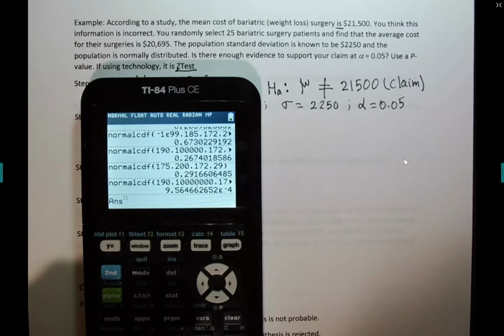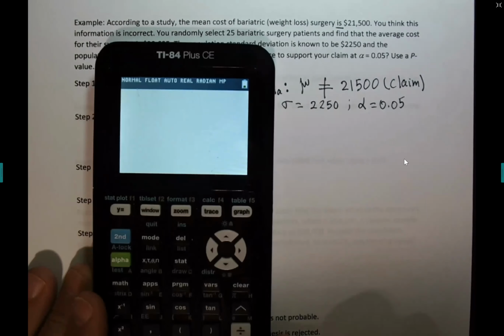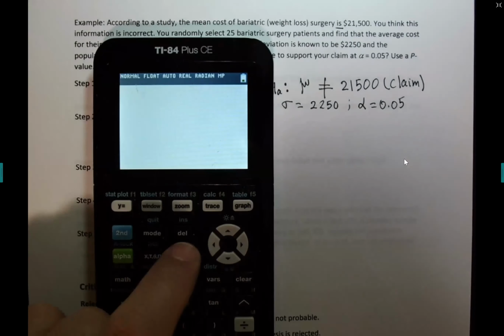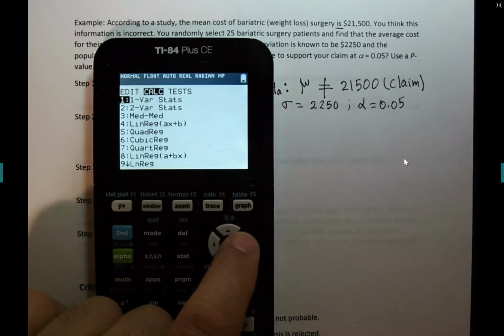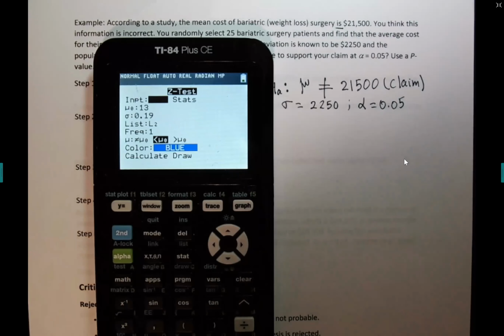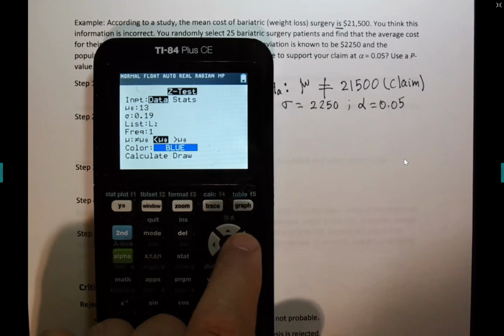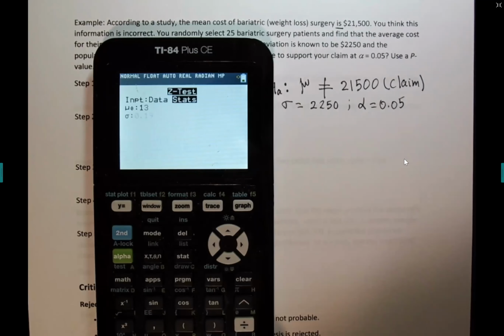So clear. And I want to walk you through this. So you go to stat. I'll go step by step. Watch, guys. Z test, it's the first test. Section 7.2 is the first test under tests. Input, if you have data, you use data, but I have a summary here, so just use stats.